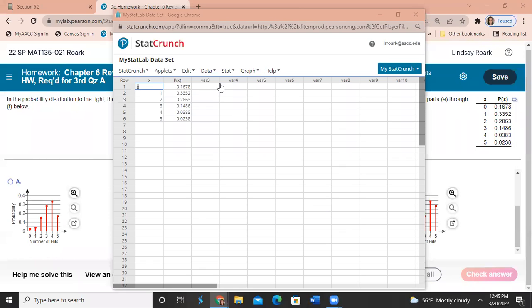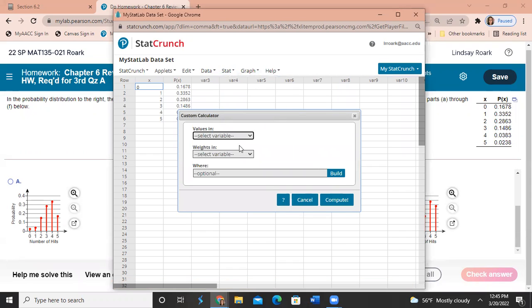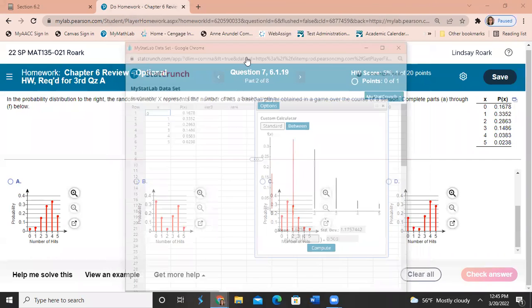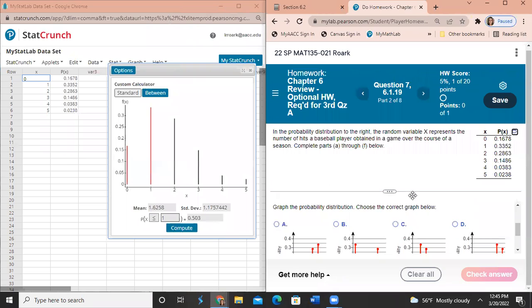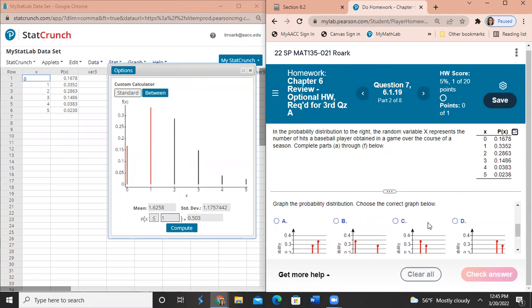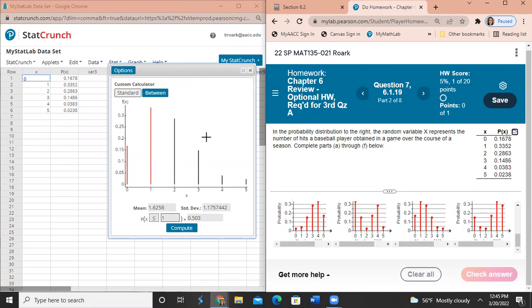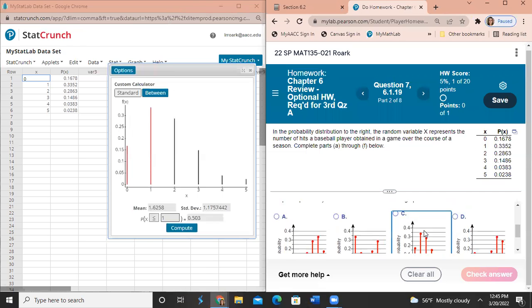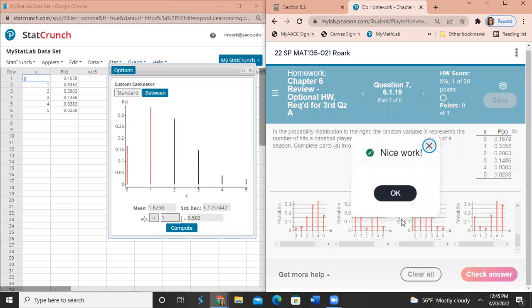Okay, sorry. What I'm just going to go ahead and do is what we just did again, where we use stats, calculators, custom. We have X and we have P of X, and then match the graph up from there. Let me do a little screen halvesies. Okay, so we look through here, and sometimes you have to be careful because it is kind of hard to tell if they have the same shape. But it looks like this is the only graph that has the correct shape. This would be C, so I would just check that off.